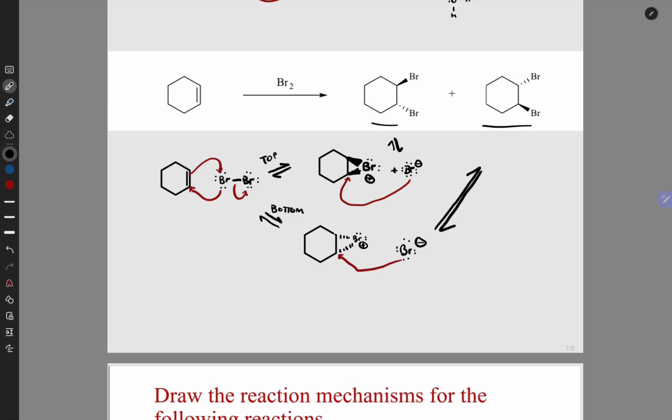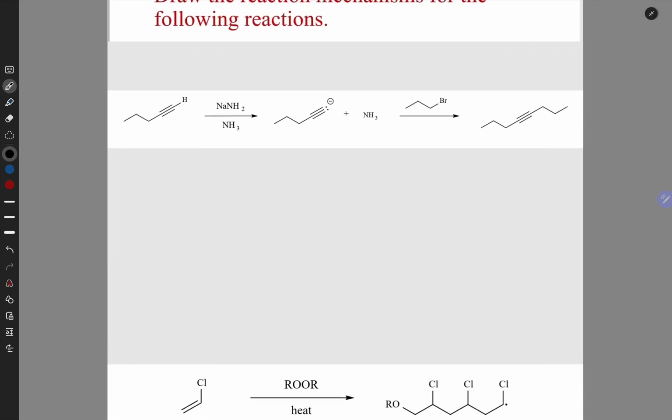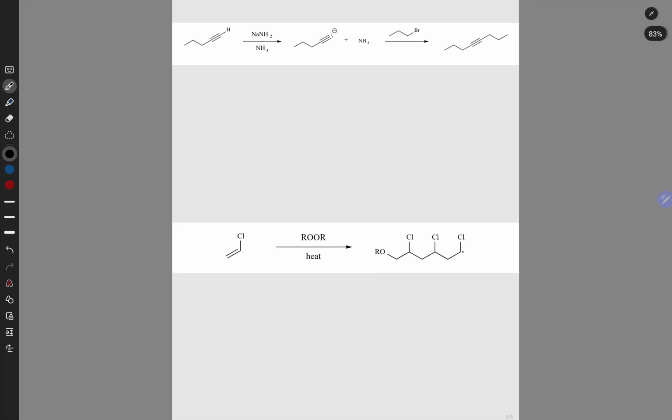Pretty simple. Splits apart, I guess, a concerted mechanism in which two chiral molecules form a racemic mixture of a top and a bottom reaction. The other part of the halogen will attack from the top or the bottom, depending on the orientation, and get our products. All right, this is the last set of mechanisms to work with.